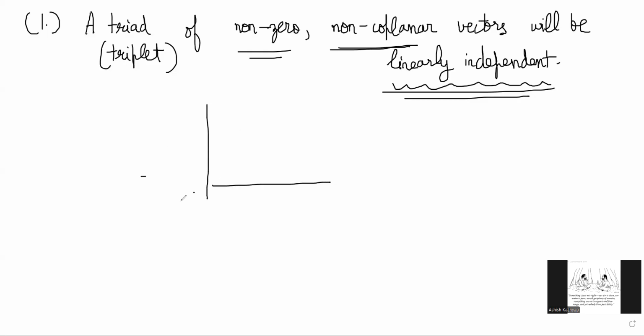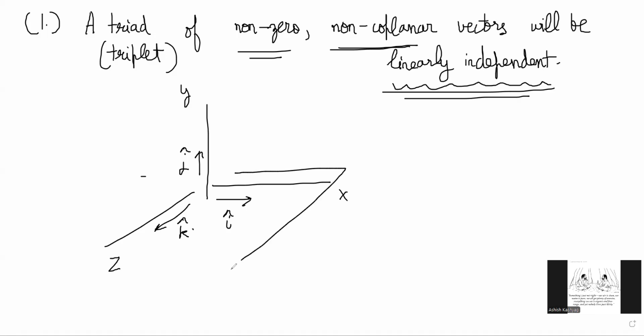Think about it like this. If this is x-axis and y-axis and z-axis, right? Think about the I, J, and K situation. The reason they are linearly independent is because they are in different planes, right? They are defining different planes. They are non-coplanar, three of them. All three cannot lie in the same plane, right? That's why they are linearly independent from each other.